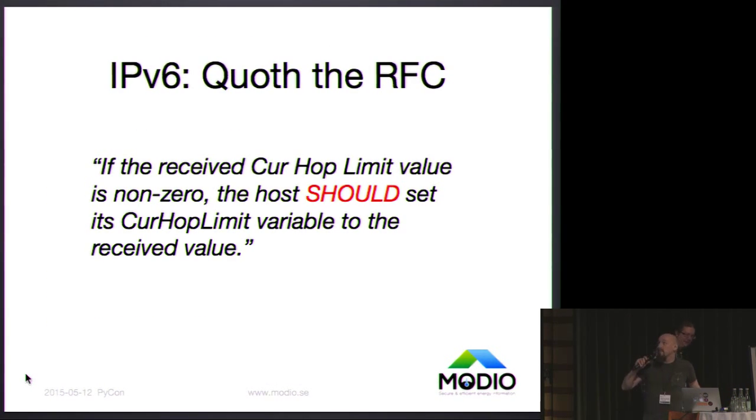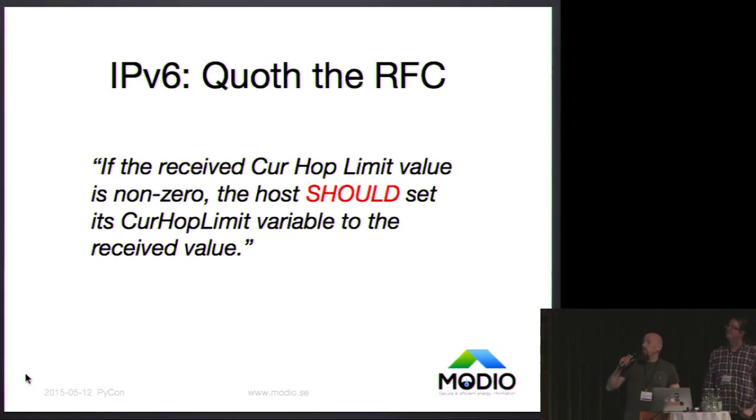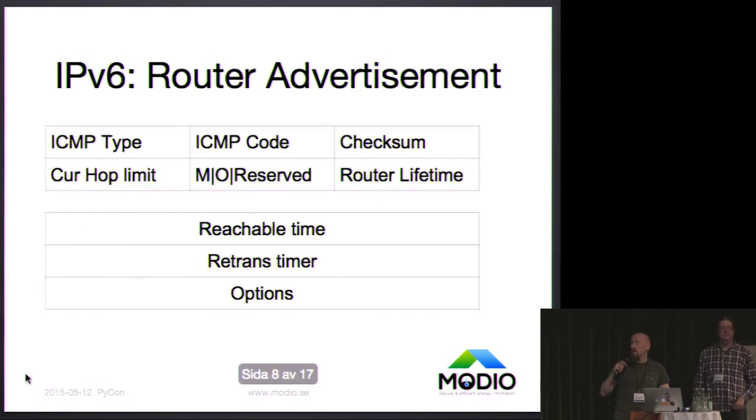So from the IPv6 implementation, if you receive a current hop limit value of non-zero, you should set the current hop limit variable to the received value. In an IPv6 router advertisement header, you see the current hop limit and router lifetime fields that are quite interesting.